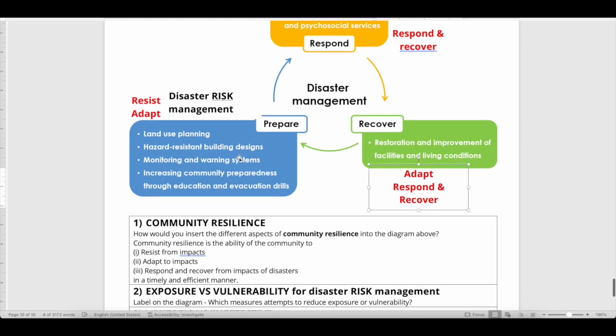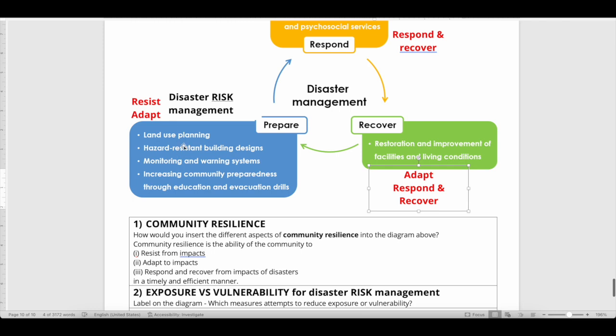Okay, how about exposure and vulnerability? Which of these is about reducing exposure? Which of these is about reducing vulnerability? Land use planning is to reduce exposure, right? So that fewer people are exposed to the disaster. They are not in the places that are at high risk of disaster. Hazard resistant, you're trying to get people more prepared and more protected. That is about reducing vulnerability. Warning and monitoring systems is about reducing vulnerability because they are still exposed. It's just that only at the time when the disaster is going to happen, you warn them. Likewise, increasing community preparedness is also vulnerability.